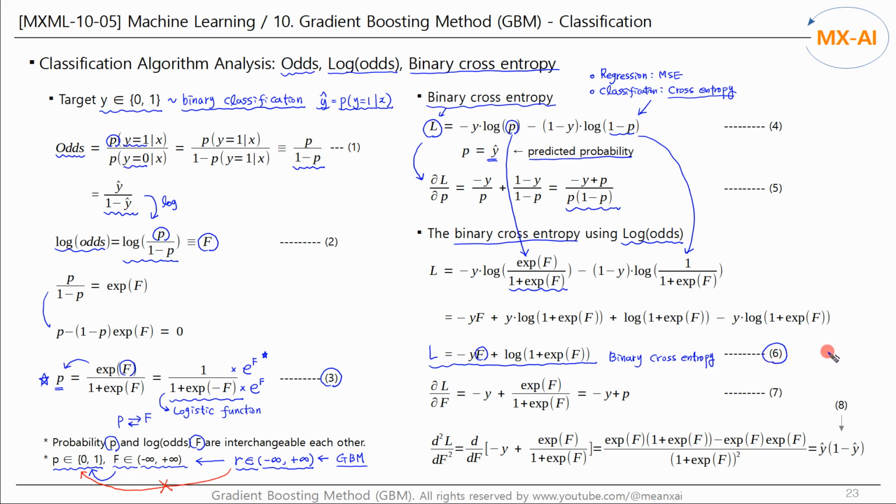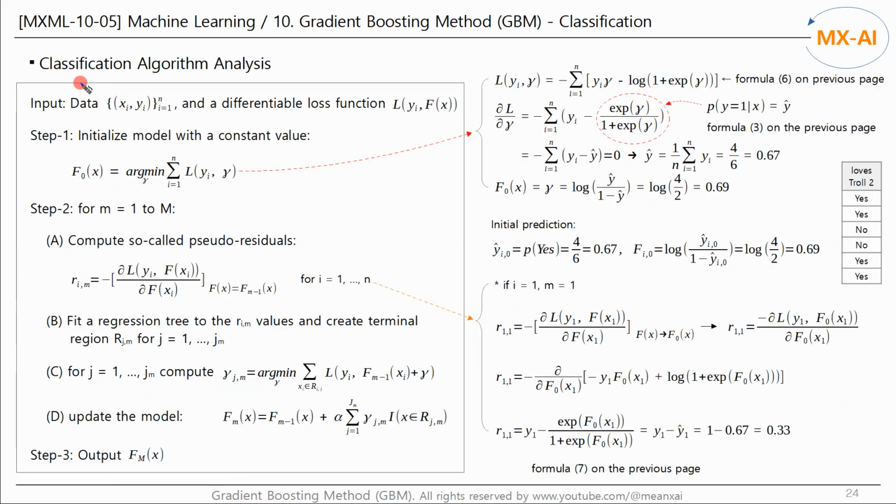Differentiating this equation with respect to f is as follows. And if we differentiate this equation twice with respect to f, we get this. This will be also used in the algorithm on the next page.